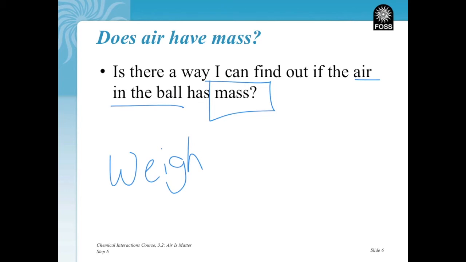So in this case, we're going to take a ball. I've got a little video I'm going to show you of them taking a deflated ball and then adding some air to it. Before they add air to it, they're going to weigh it, and then after they add air to it, they're going to weigh it again. That will determine if the air they're putting in the ball actually has mass and weighs something different. So here's that video to watch.